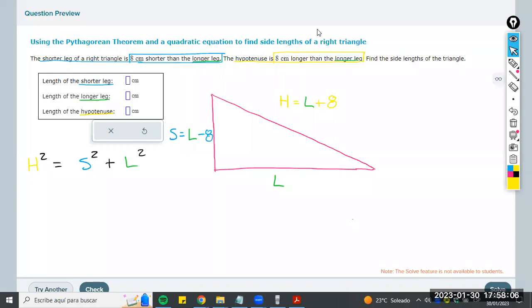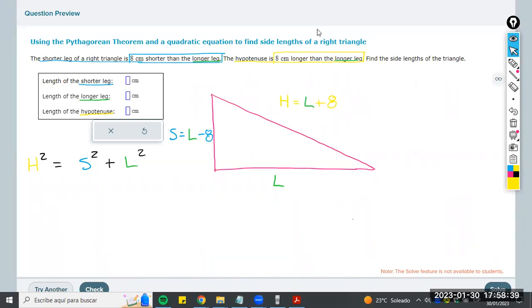Hello, ladies and gents. This is using the Pythagorean theorem and a quadratic equation to find side lengths of a right triangle. So I have illustrated the problem here. We have that the shorter leg that I defined as S is 8 centimeters shorter than the long leg that I defined with capital L. And in here you can see the shorter and the longer legs.